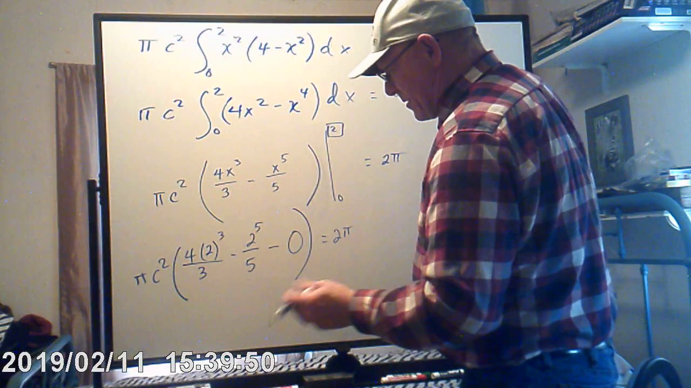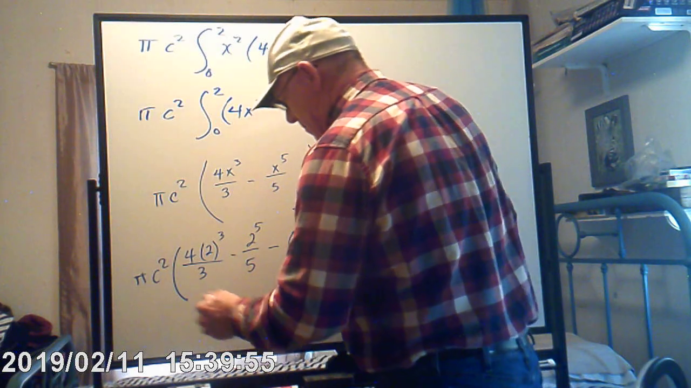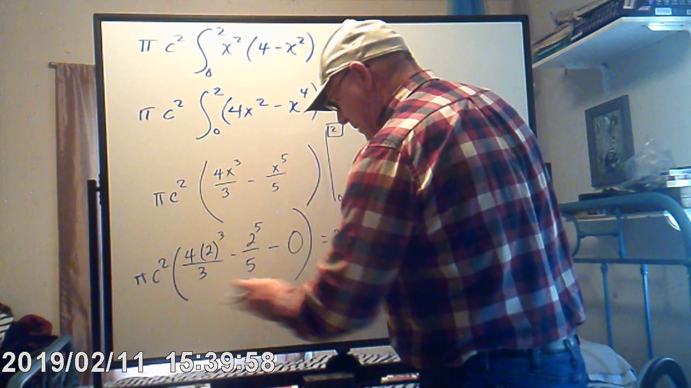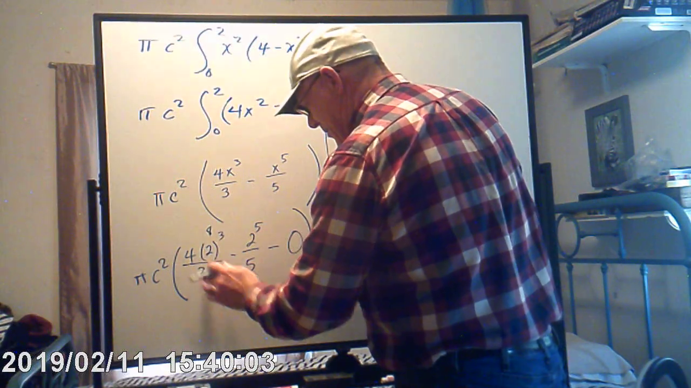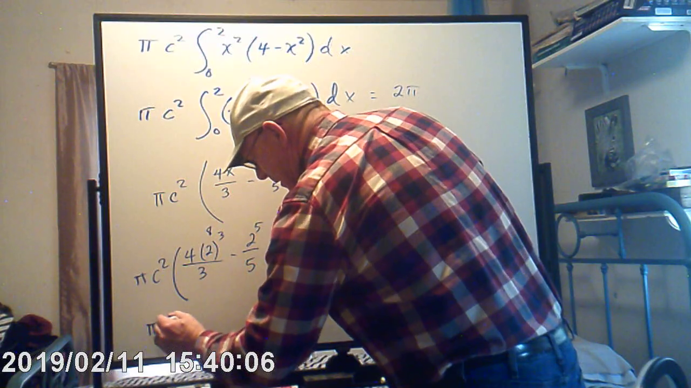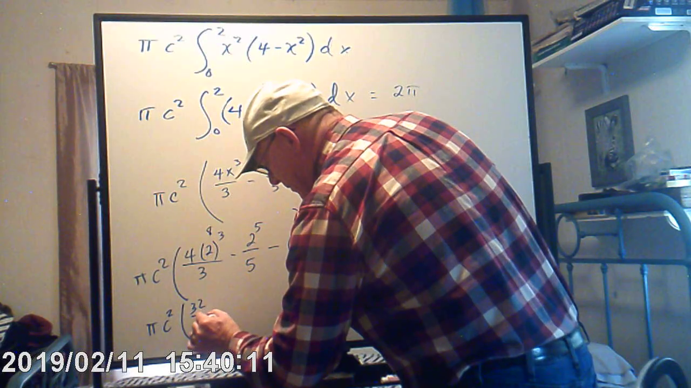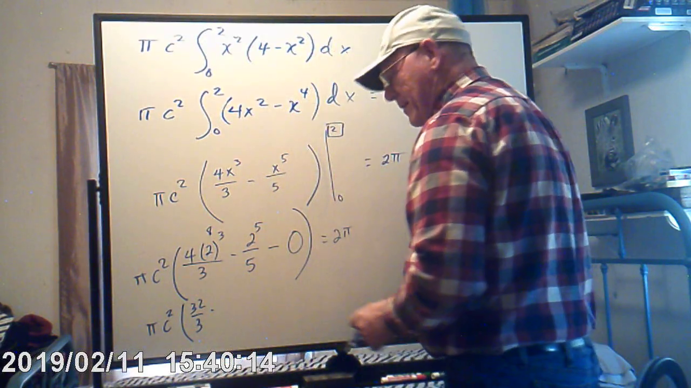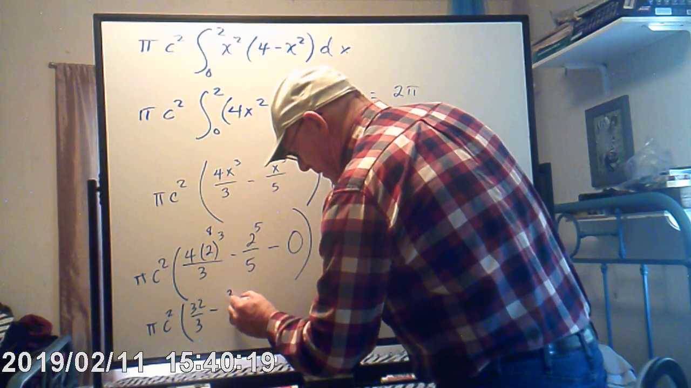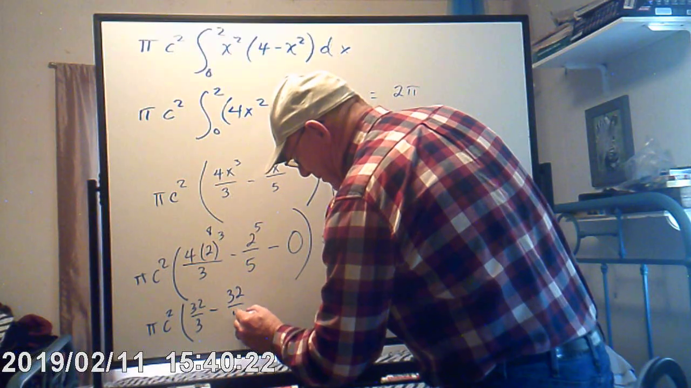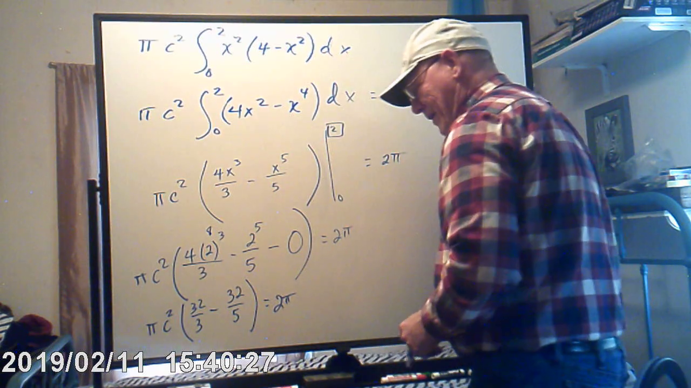We are solving for c, aren't we? So let's figure this out inside here. 2 cubed is 8. 4 times 8 is 32. So pi times c squared times 32 over 3, right? 4 times 8. And then 2 to the fifth is also 32. Now remember, this is not 0 because these denominators are different.